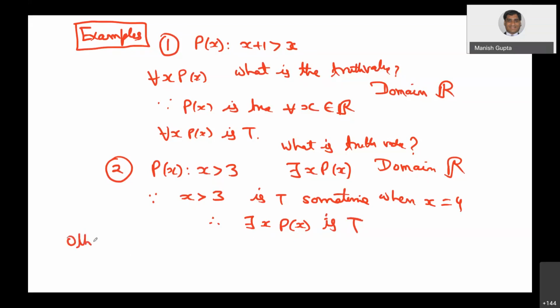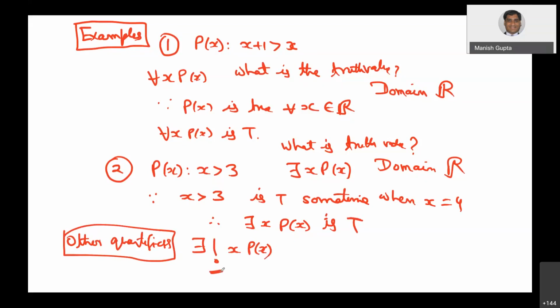There are other quantifiers which are important. In fact, I am just mentioning them. Other quantifiers. One of them is there exists a unique x, P(x). This symbol stands for unique. I should write it in English also: there exists a unique x such that P(x) is true. You might have noticed while writing the proofs that I have used the symbols many times. Okay, so this is another quantifier.